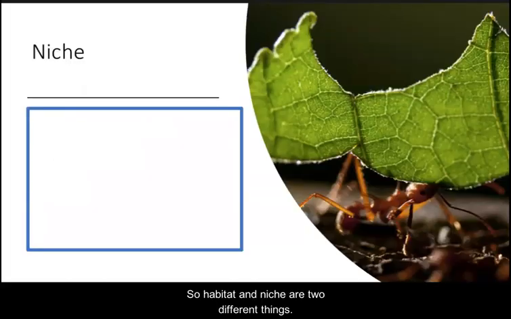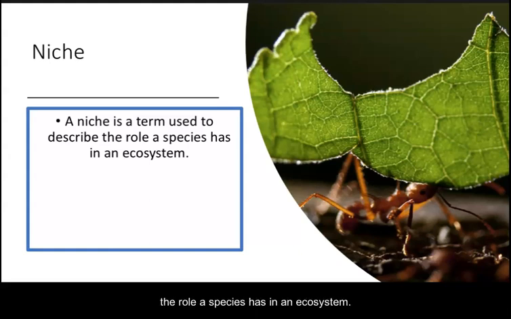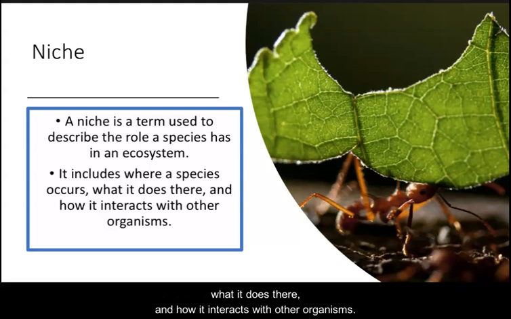So habitat and niche are two different things. For a species, its habitat is its address, so where it lives. But its niche is its profession. It's a term used to describe the role a species has in an ecosystem. And that includes where a species lives, what it does there, and how it interacts with other organisms.